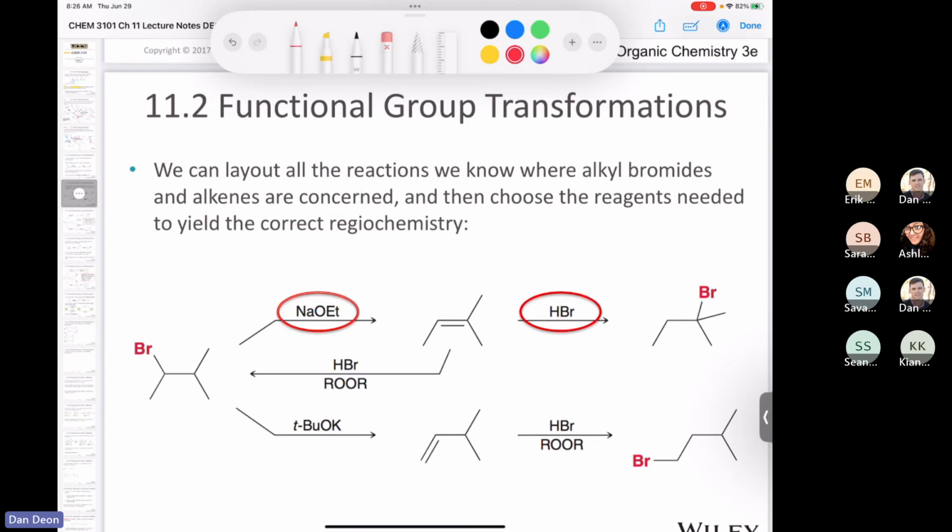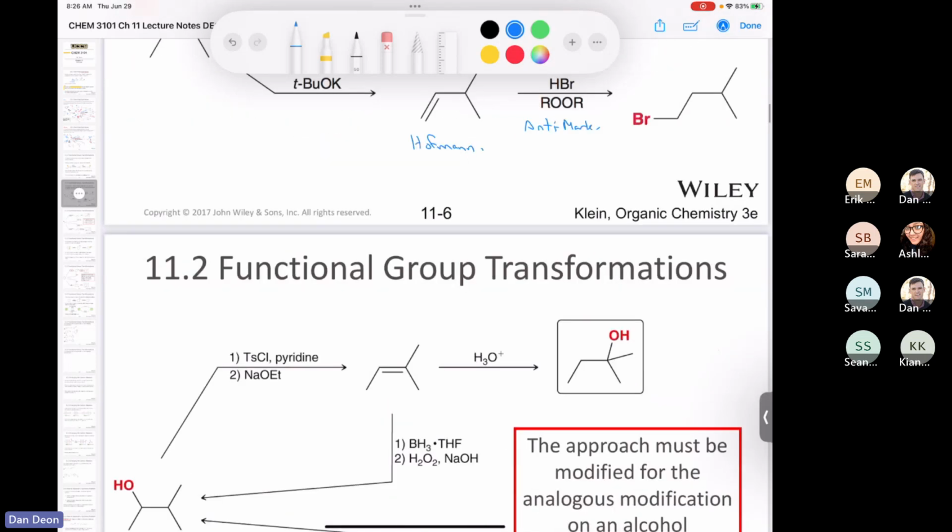Now you could also use a hindered base like potassium t-butoxide in order to give you the Hofmann alkene. So this is the Hofmann alkene here. And then you could do an anti-Markovnikov addition. And so you can see you've got a lot of power in terms of moving a bromine atom around a molecule. Now, what if it's a hydroxyl?